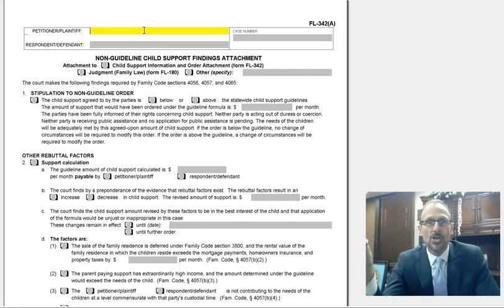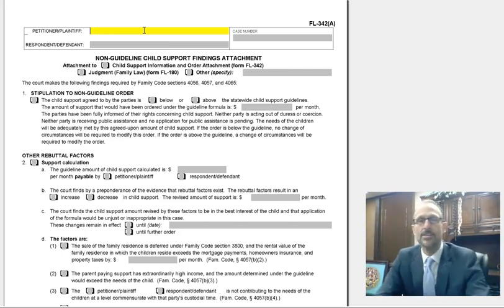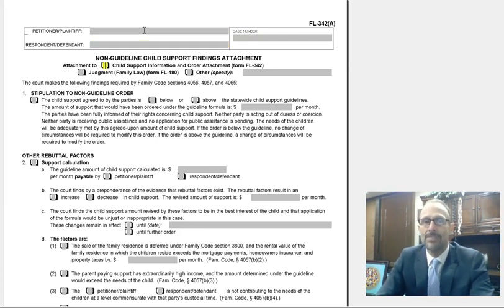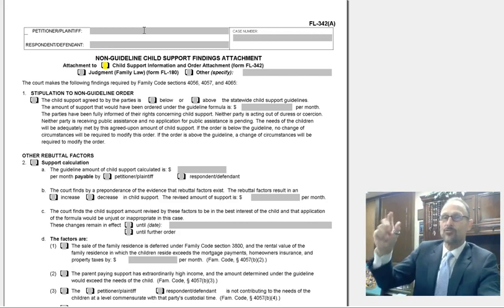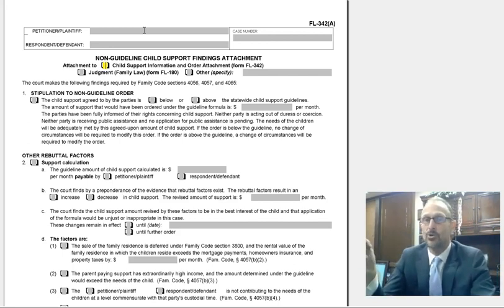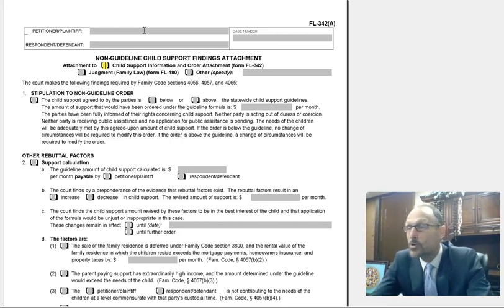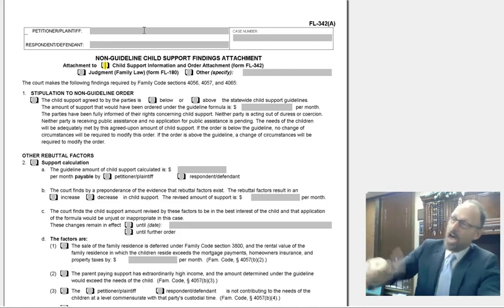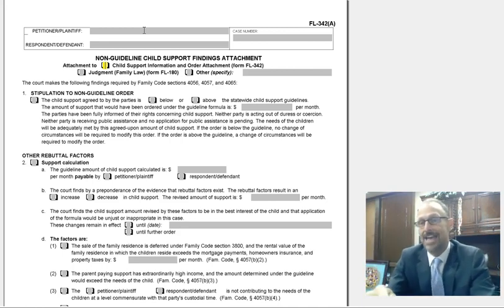All right, let's start at the top of the form. Petitioner and respondent and the case number need to be listed at the top. Now, the next box says this form is attached to, attachment 2, and check the appropriate box. Is it attached to your judgment? Is it attached to an order? Is it attached to a 342A? Which, by the way, if you have a child support order, you're going to need a 342, and if you're agreeing to a non-guideline support, you're going to need to attach this A to the regular 342.